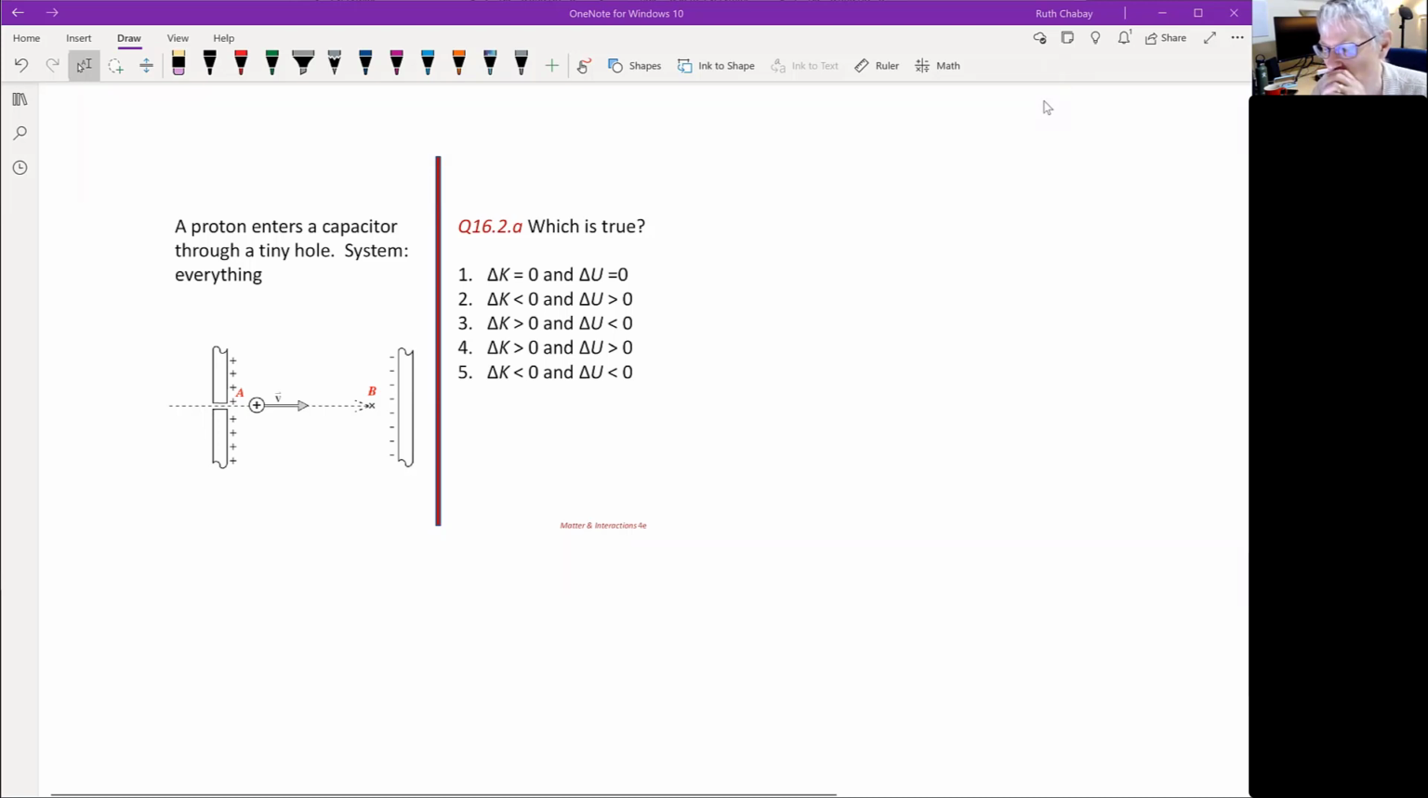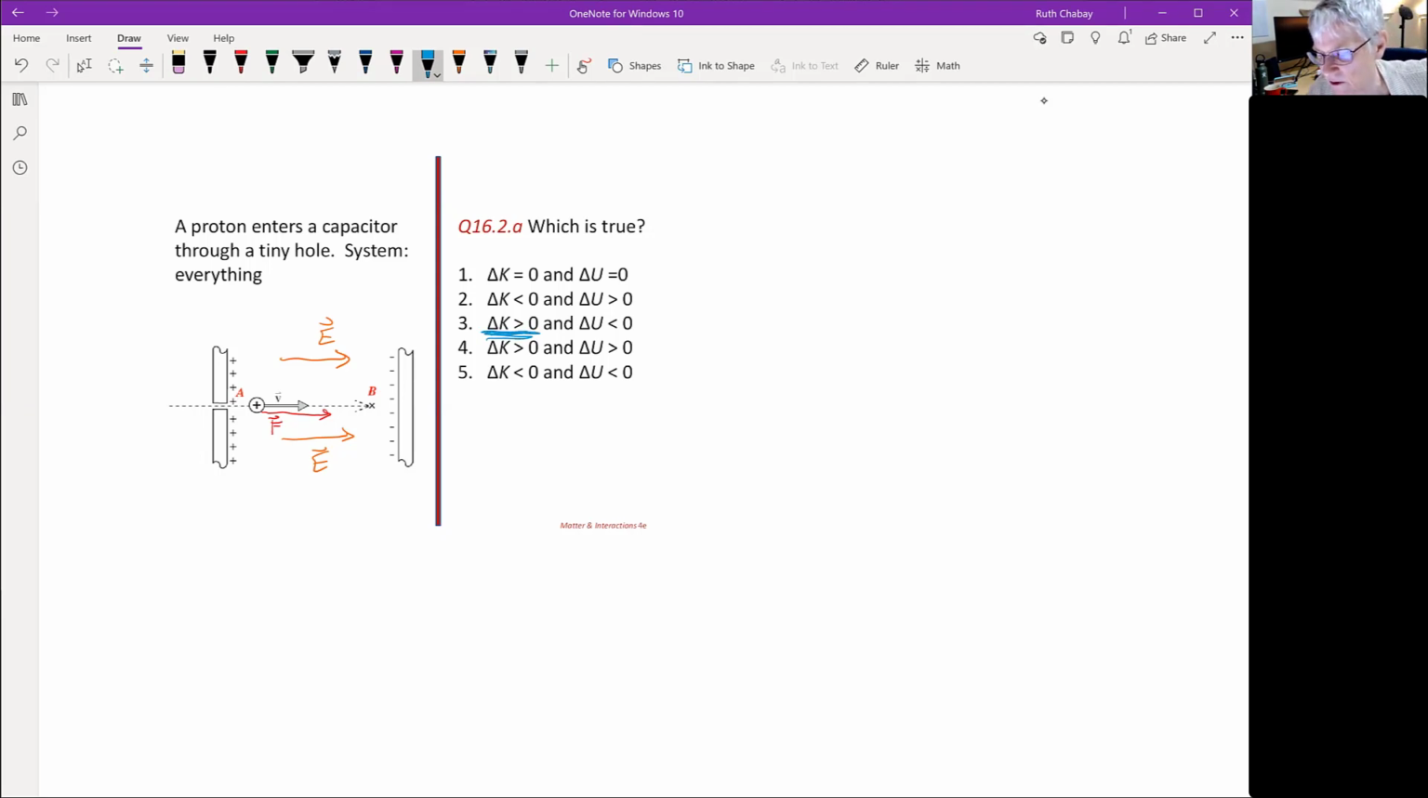So how do we think about this? Well, first we have to think about the direction of the electric field in this region. The electric field is clearly in that direction, and that means that the force on the proton is going to be in that direction. So it's traveling to the right, it's speeding up because the force is increasing its momentum, and so the kinetic energy of the system is definitely increasing.